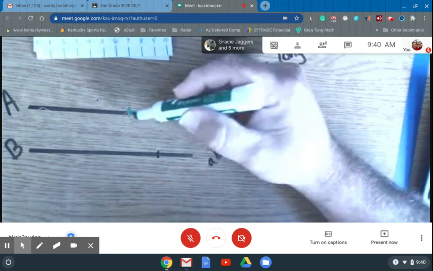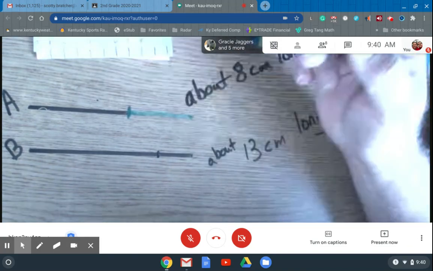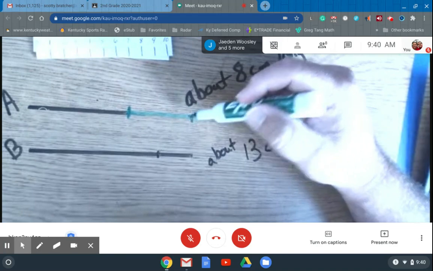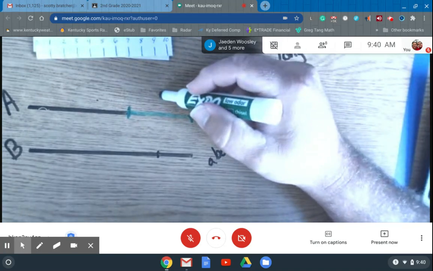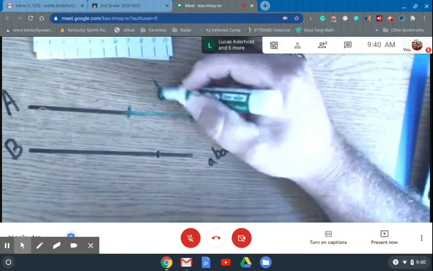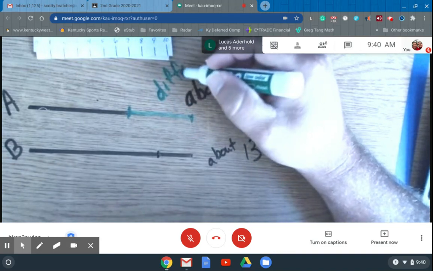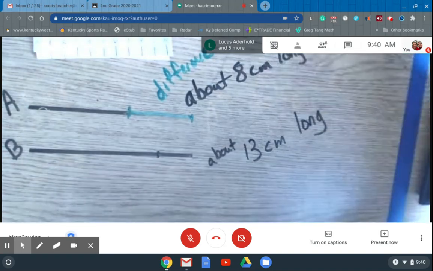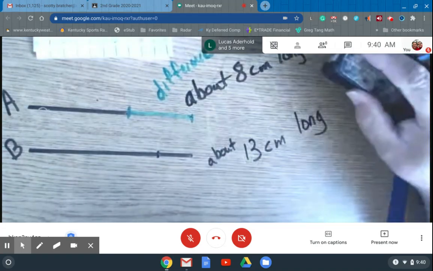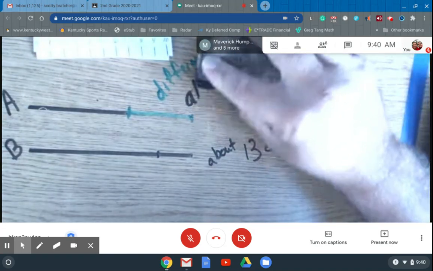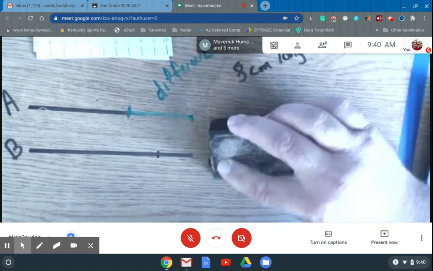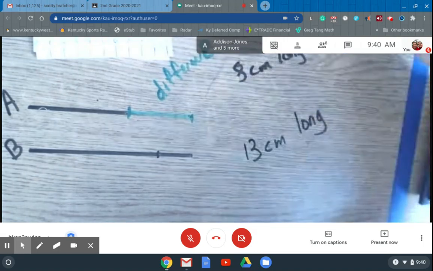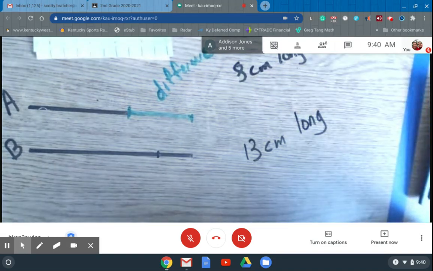So, from the end of A to right here to the end of B, this is what we call the difference. Okay? And I'm not worried about you labeling it as a difference. I just want you to know that it's the difference. And you don't have to be writing this down now. If you are, that's great, but you don't have to be.